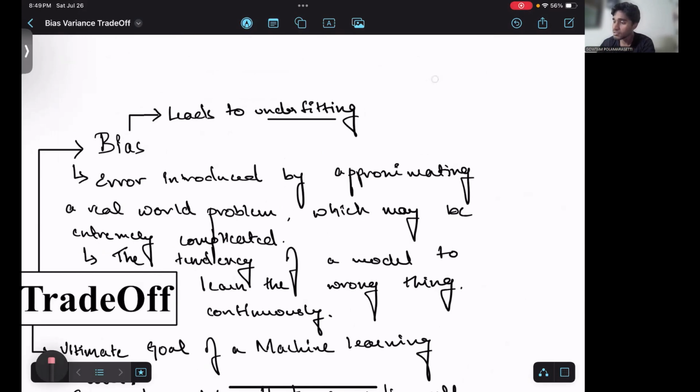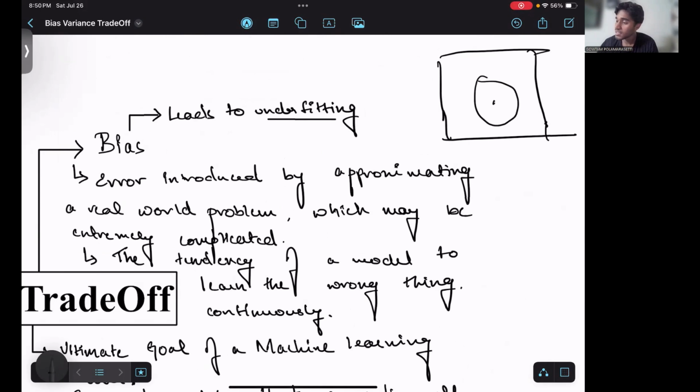For example, let's think of this as a dartboard. Now imagine we're aiming at it and we consistently throw our darts. If this is the bullseye, we'll be consistently throwing our darts to the top left corner or top right corner. If we observe this, our model has a high bias here. Our model, in the sense, our aiming, is fundamentally flawed and too simplistic.